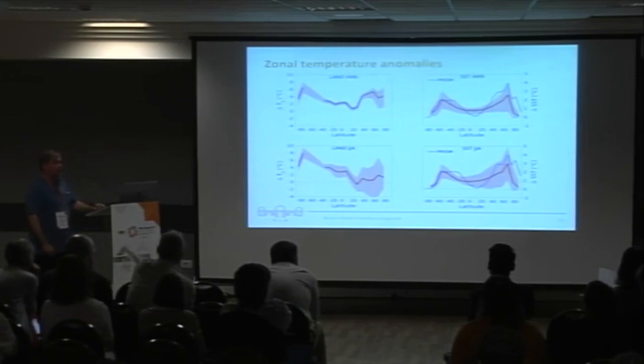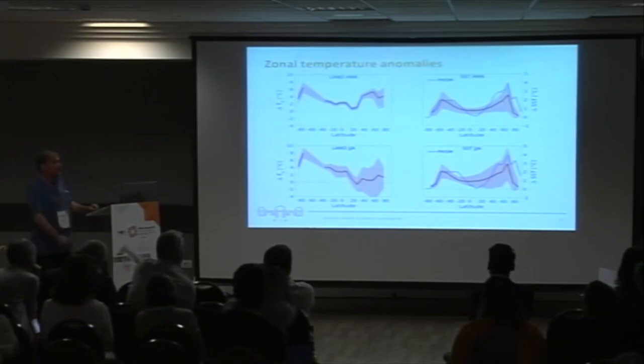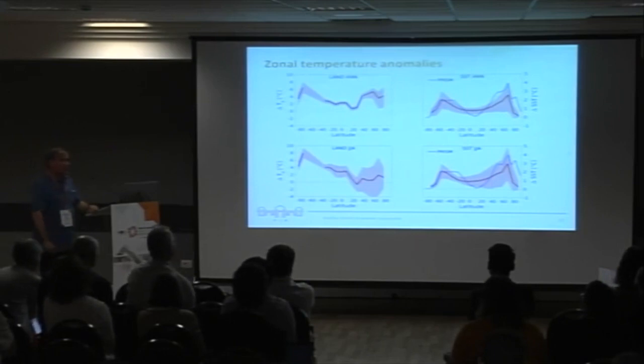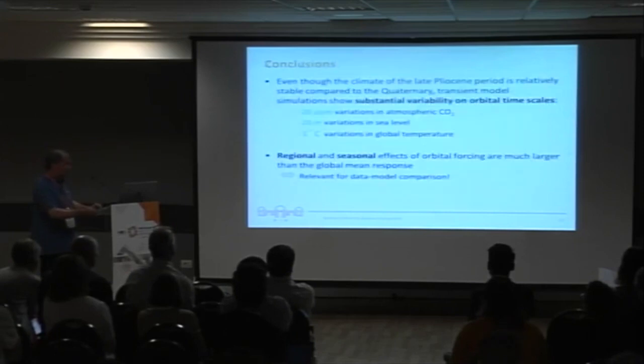As you can see, variability on orbital time scale is much larger than the average signal, and as we expected, the PRISM reconstruction is close to the maximum temperature changes, so it is definitely warm biased if the model simulations are correct. Basically the same you can see for land summer temperatures, where variations are again much larger than the average signal. So with that I have arrived at the conclusion.